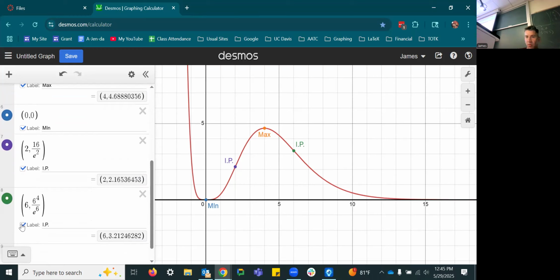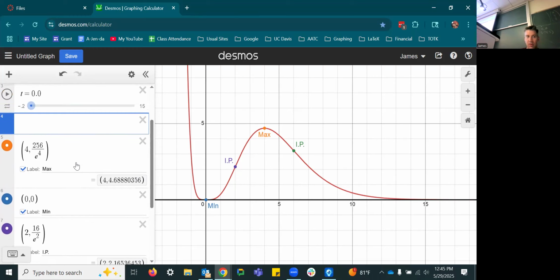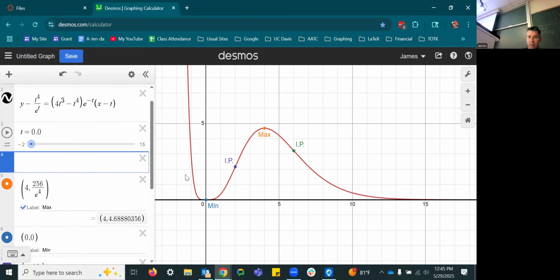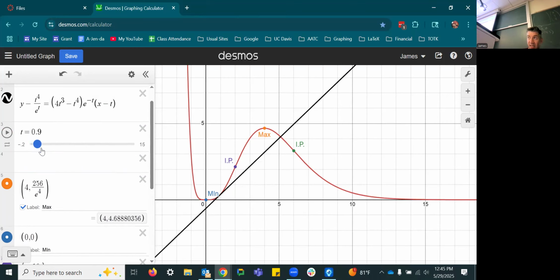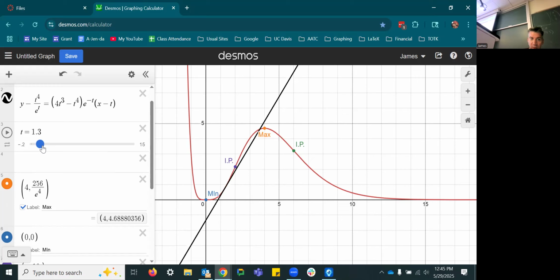But here's the point I really actually wanted to show you. We can also draw the tangent line anywhere. So that black line on the bottom there, that's actually the tangent line at 0. But if we move it over just a little bit, you can see that before I get to that inflection point, the tangent line is underneath the graph. And then when I get right to that inflection point, the tangent line actually goes through the graph. On the left side, it's below. On the right side, it's above.